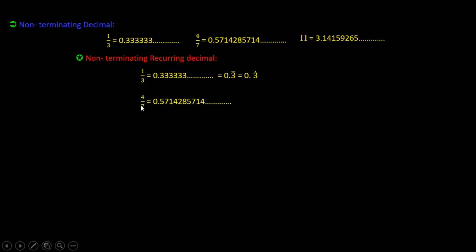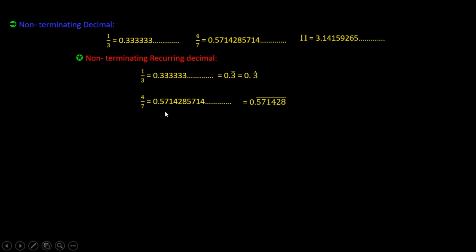In this fraction you can see 571428, again 571428, again 571428. So this repeats as a group of numbers, 571428. We can write 571428, or we can put a bar on this group of digits, which means this group of digits is repeating, or recurring.